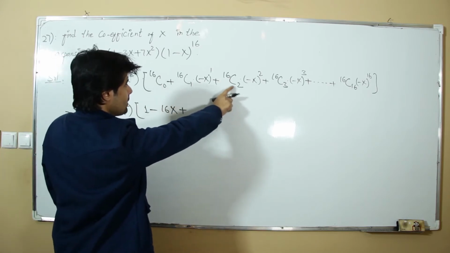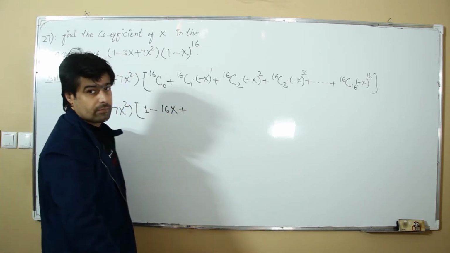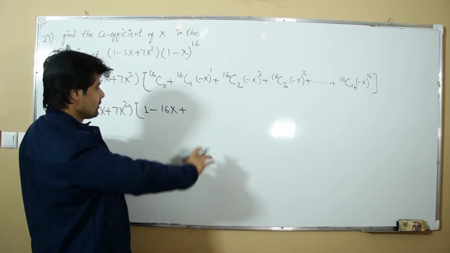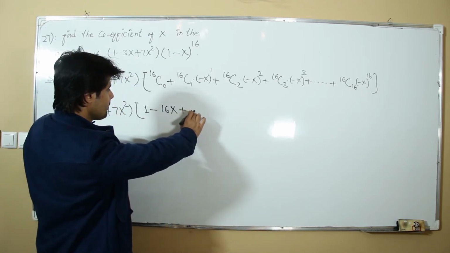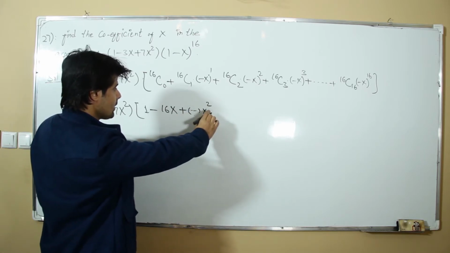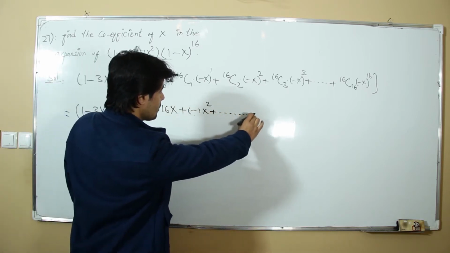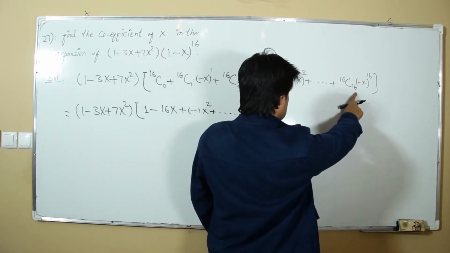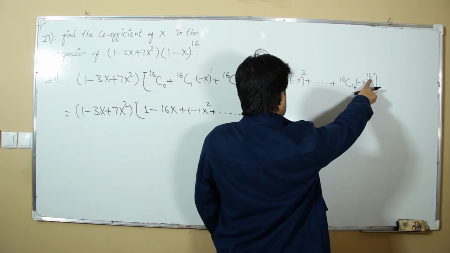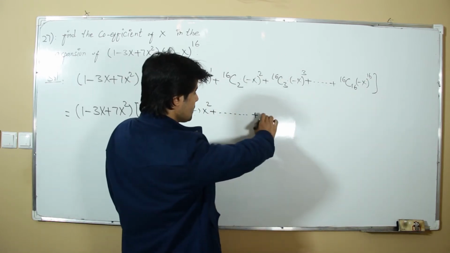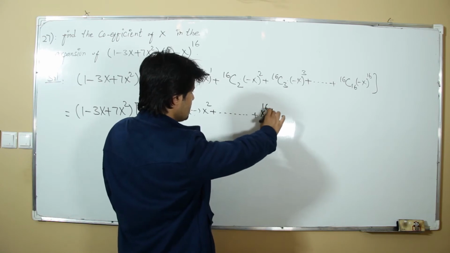And 16C2, it's a number. Am I right or not? Whatever that one is, there is a number times x square, plus dot dot dot up to n. And the last term is 16C16 is 1, minus raised to the power even number is plus, x raised to the power 16, it's x to the power 16.